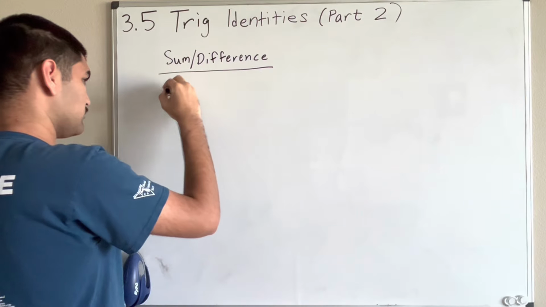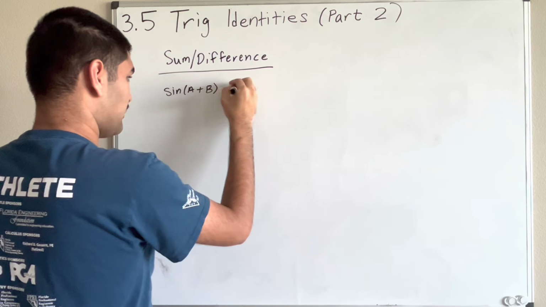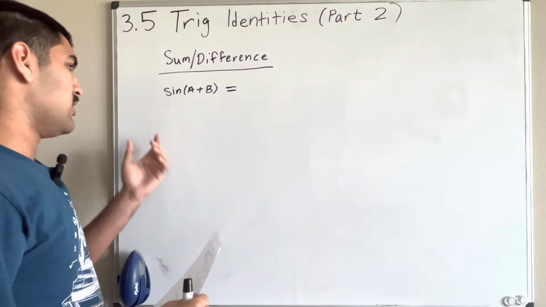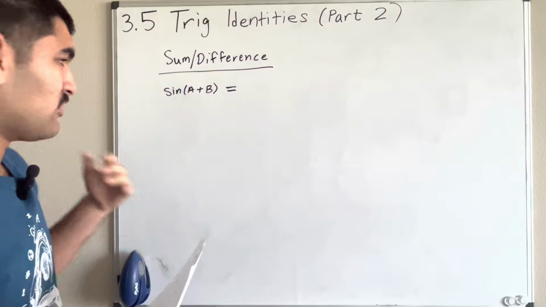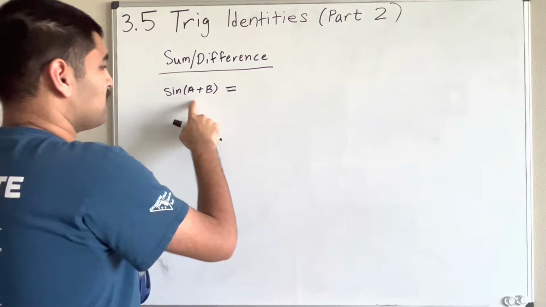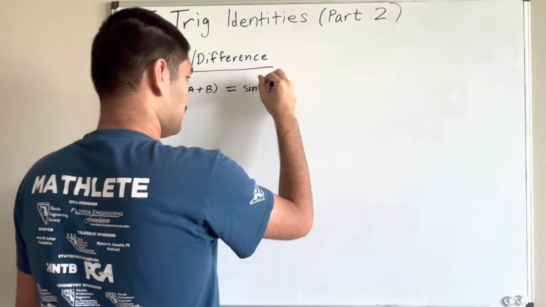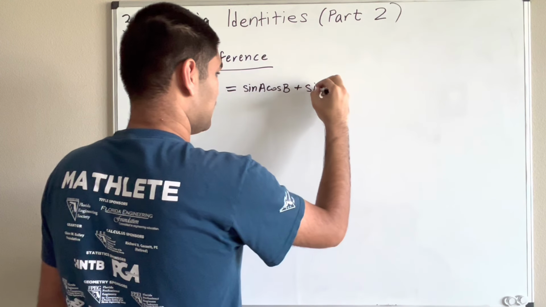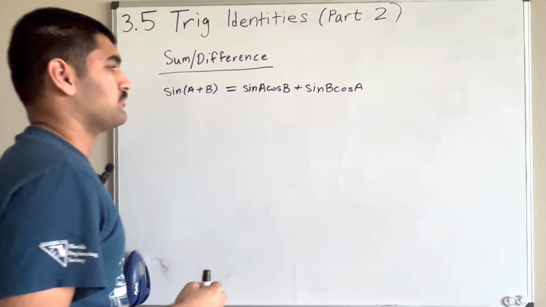Okay? So essentially, we're trying to find an identity for sine of a plus b or cosine of a plus b, where a and b are the angles, right? So we're trying to find an identity like that. So for sine of a plus b, this is equal to sine a cosine b plus sine b cosine a.